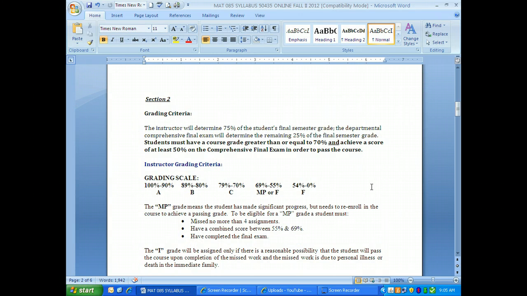Let's look at the grading criteria right quickly. The class is broken down into 5 units and the final exam. The 5 units will be 75% of the grade. The final exam is 25%. In order to pass the class, you must make at least a 50% on the final exam, which is comprehensive. And once that grade is calculated into your final grade, you have to have at least a 70% average to pass the course.